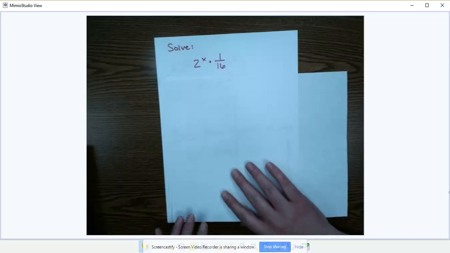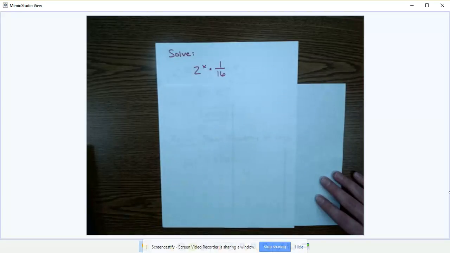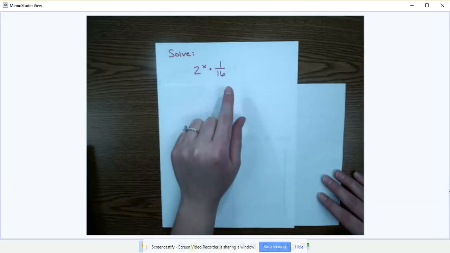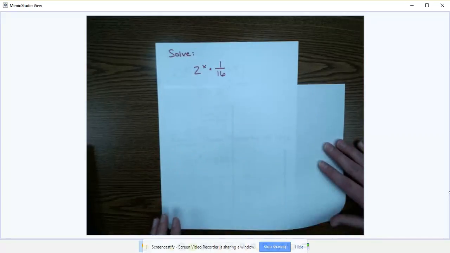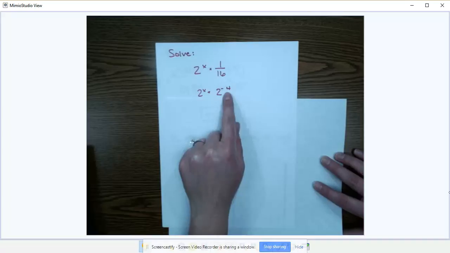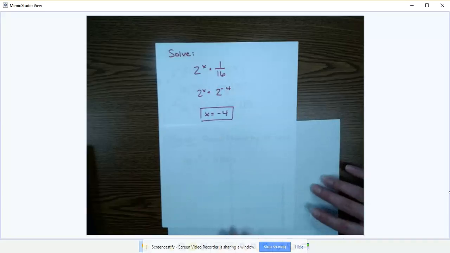We can even do this with fractions. So we talked earlier that 16 is 2 to the 4th power. This time, though, 16 is in the denominator. And if you recall from the beginning of the year, to get an exponent to the denominator, we negate it. So we can rewrite our original problem to say 2 to the x equals 2 to the negative 4. Again, that negative takes care of the fraction. And then we can say that x equals negative 4.